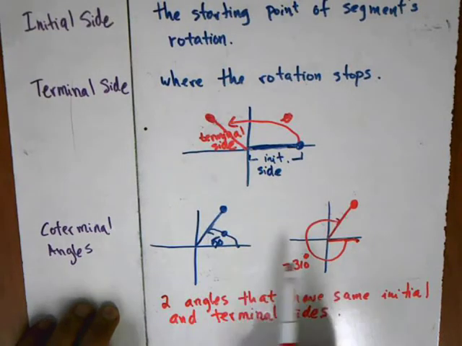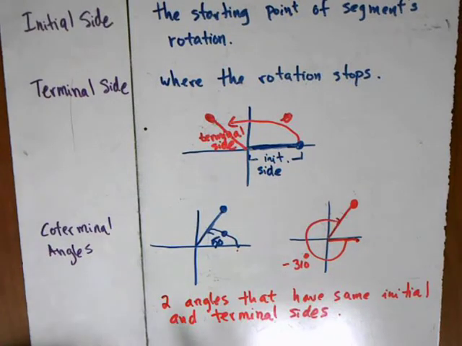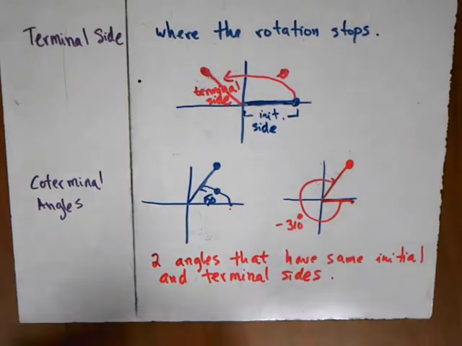Okay. So these two angles here, the blue and the red, have the same initial side, and once they're done rotating, even though they rotate a different number of degrees and in a different direction, they both end up at the same spot.